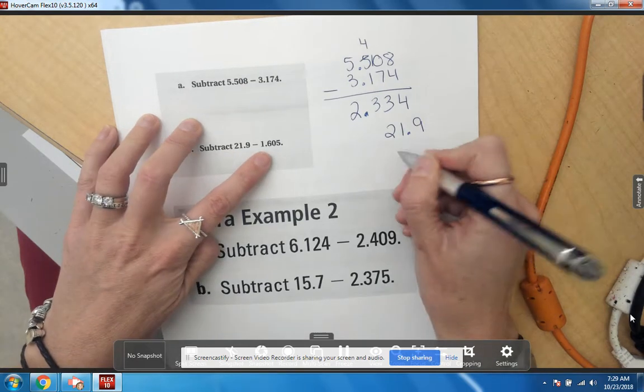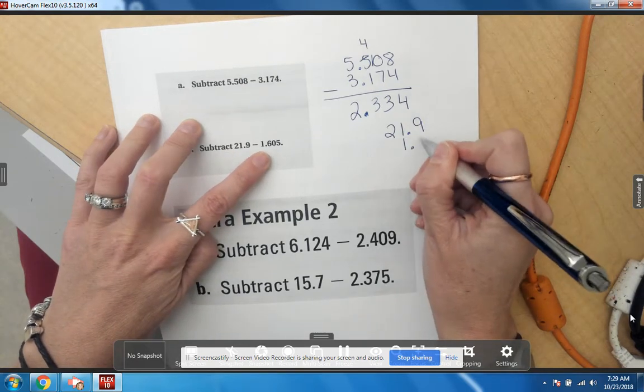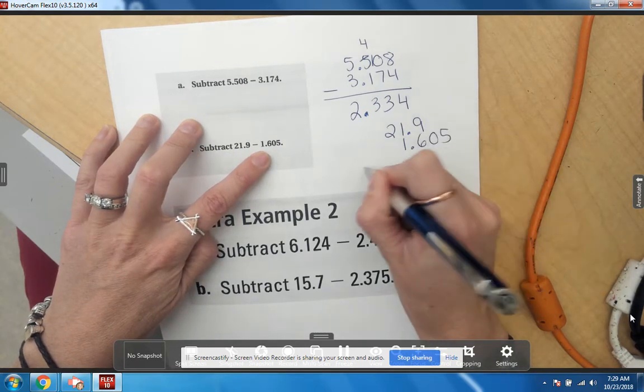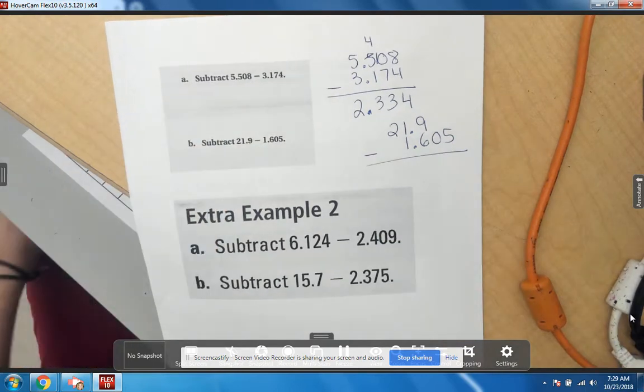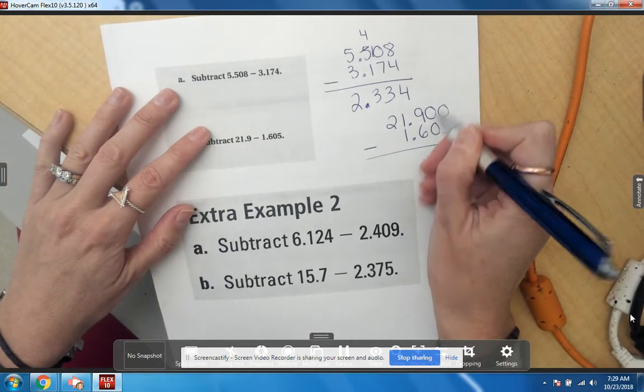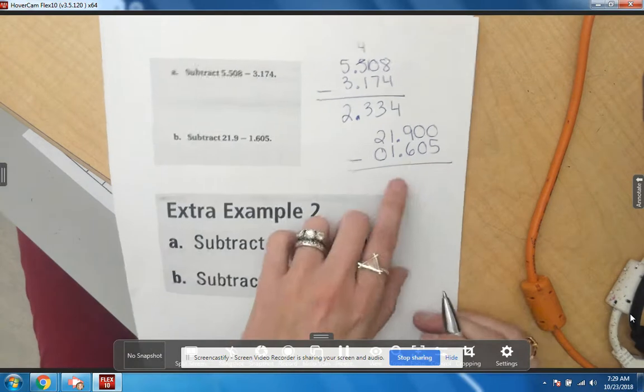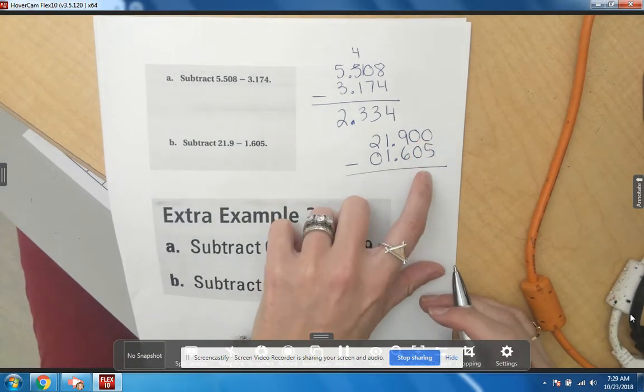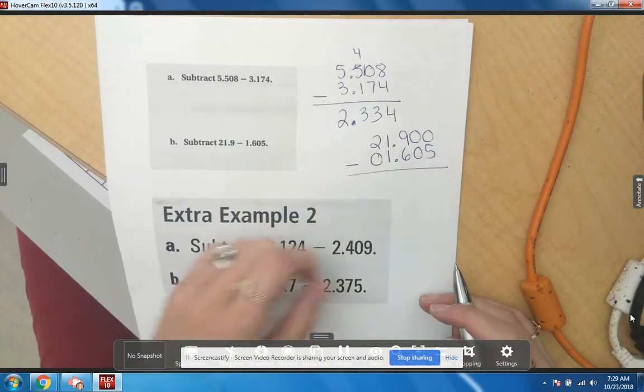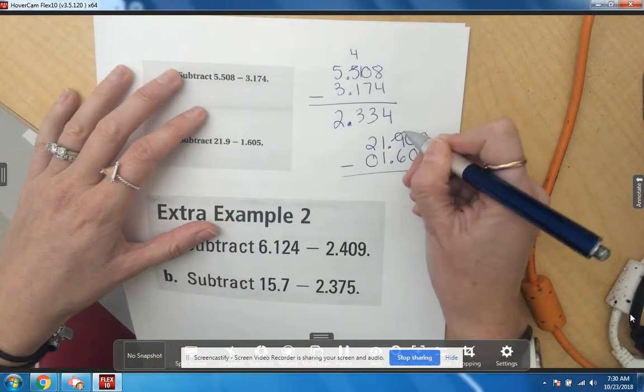21.9, I have to line up my decimal point, so 1.605. This is another one that looks kind of weird, so you could add zeros. Here's the very important part with subtraction. You can't just bring down the 5. There's a 0 above it, so you do have to borrow. I'm going to start borrowing from the 9.